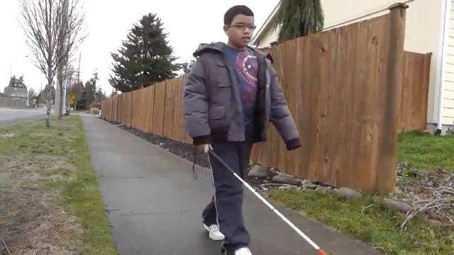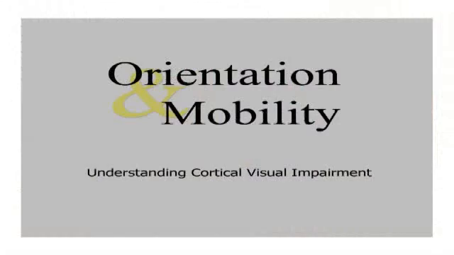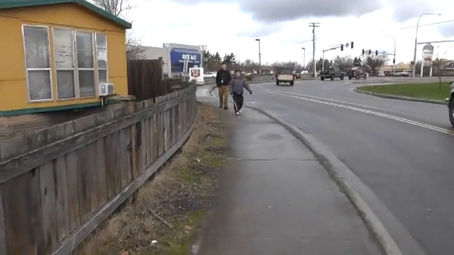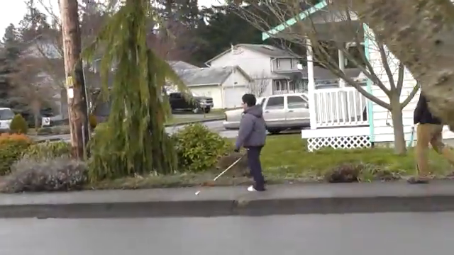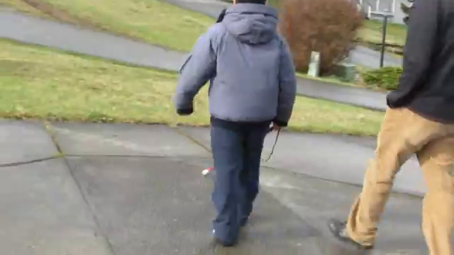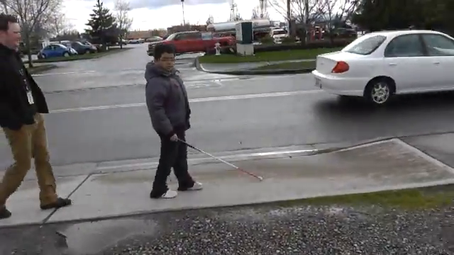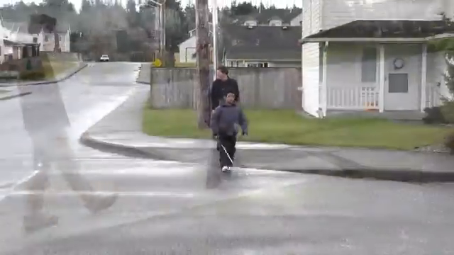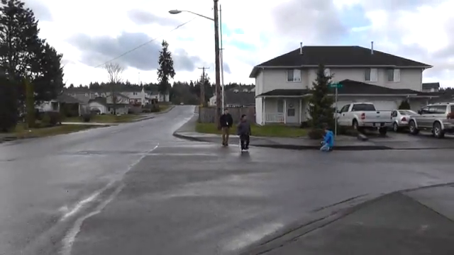The following clip features WSSB orientation and mobility instructor Joe DeLugo working with student Damien. Damien has cortical visual impairment, or CVI. This is Damien. He's a primary aid student with cortical visual impairment. He's learning to cross streets and understand his neighborhood. By knowing how he sees and ways we can help him learn, we can expand his world.